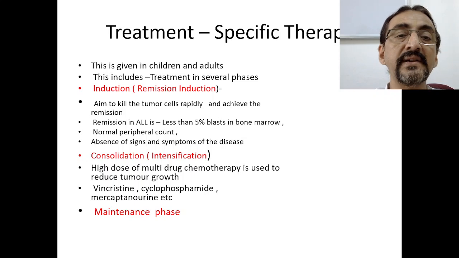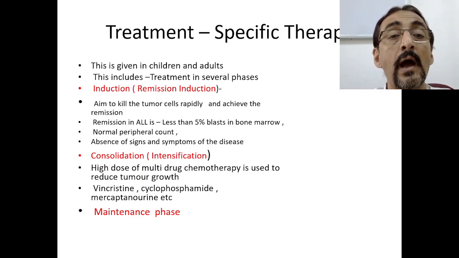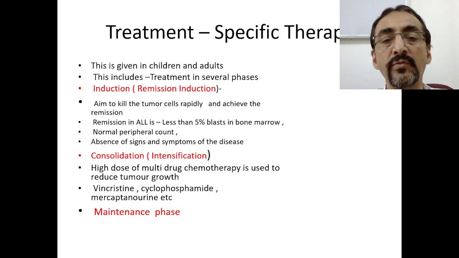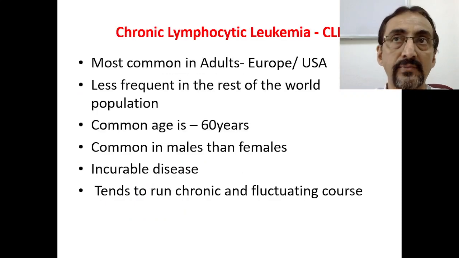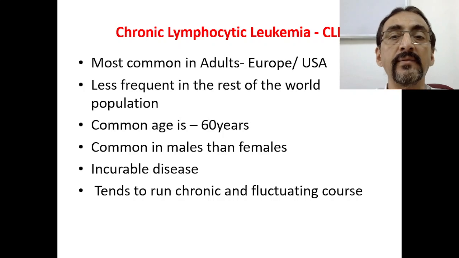What is the intensification phase or consolidation phase? High dose multi-drug chemotherapy is used to reduce the tumor growth. Okay, so vincristine, cyclophosphamide, mercaptopurine, etc. These are some of the commonly used drugs. Next we come to the maintenance phase, the last one, that is we have to maintain the things.